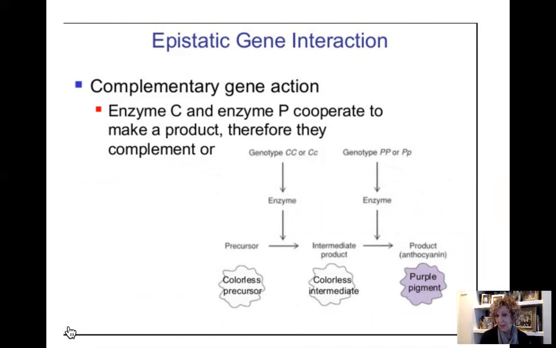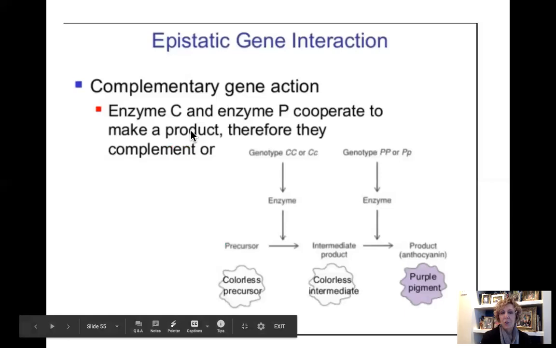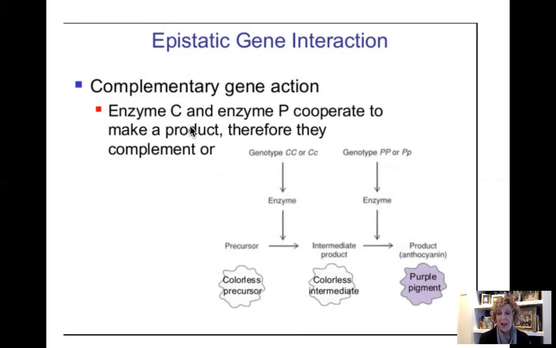So here we have two different enzymes, enzyme C and enzyme P, and they would be coded for by two different genes. If you have this genotype where you have at least one copy of the dominant gene, you get a colorless precursor from this enzyme.